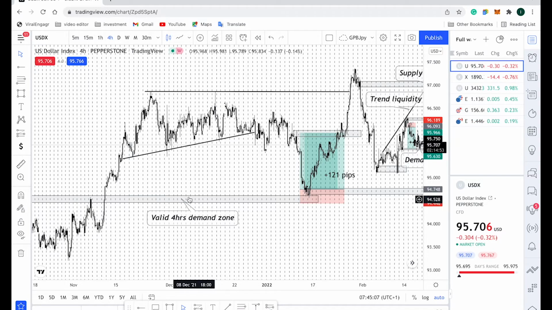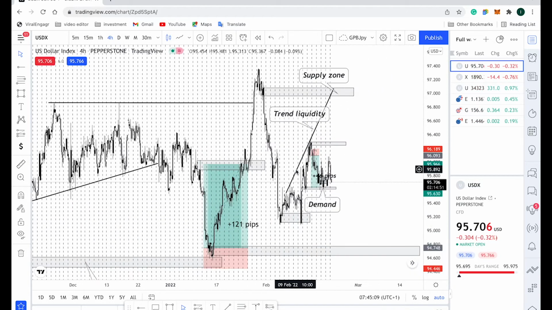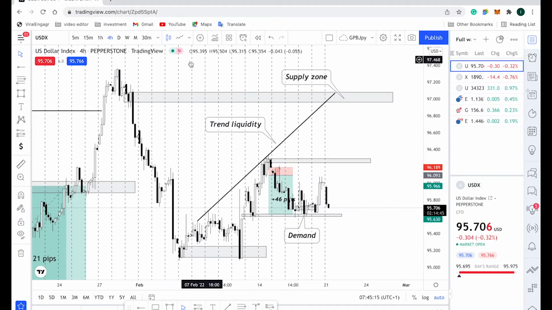Okay, this is a demand zone on the 4 hours, and this is a supply zone on the 4 hours. So this is where the market sold from massively. If you watch here, the market sold massively from here. So I'm going to stretch this out. This is a supply zone.